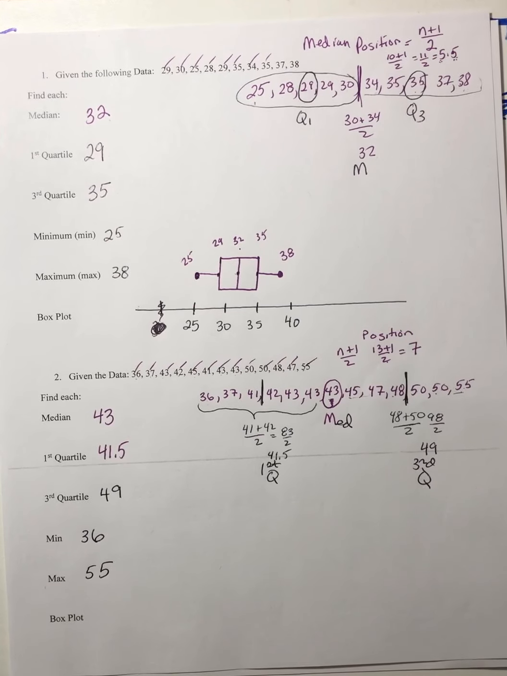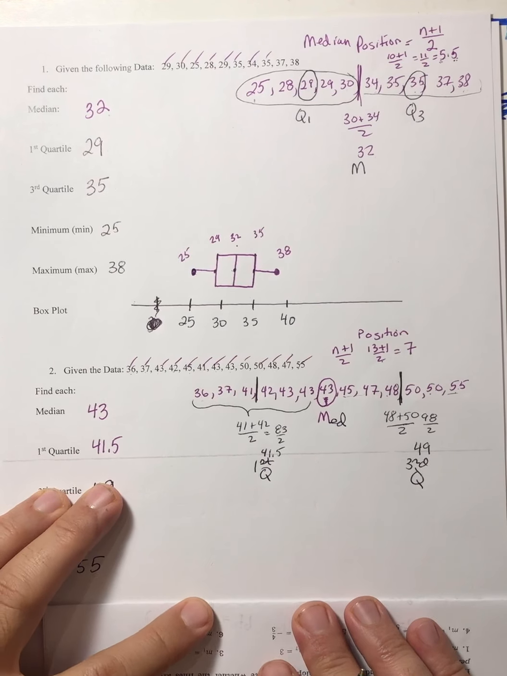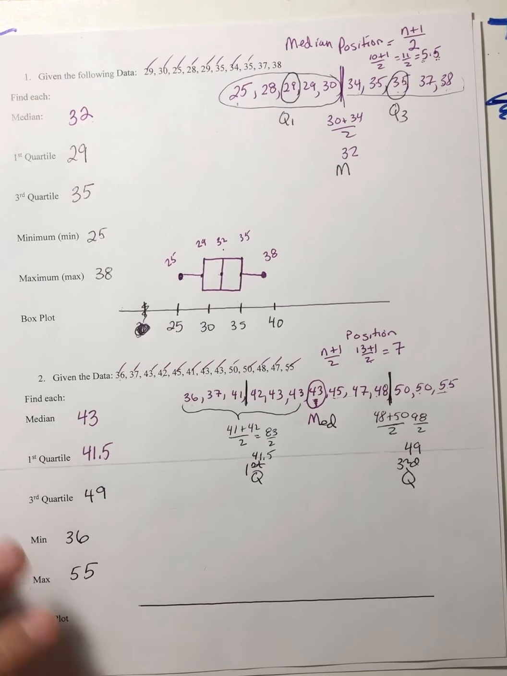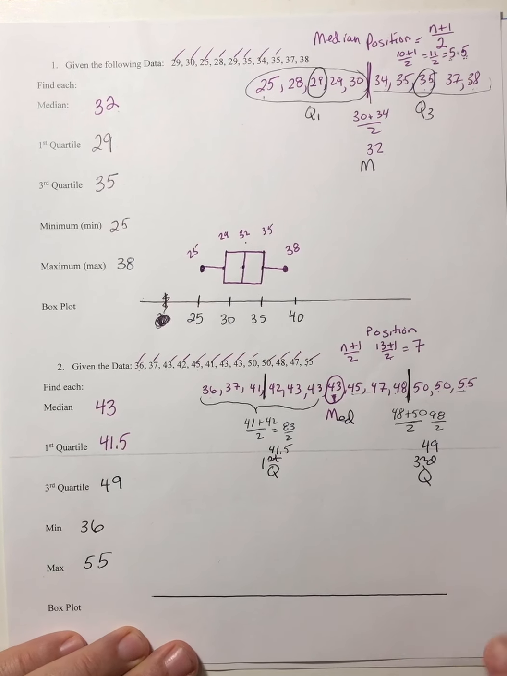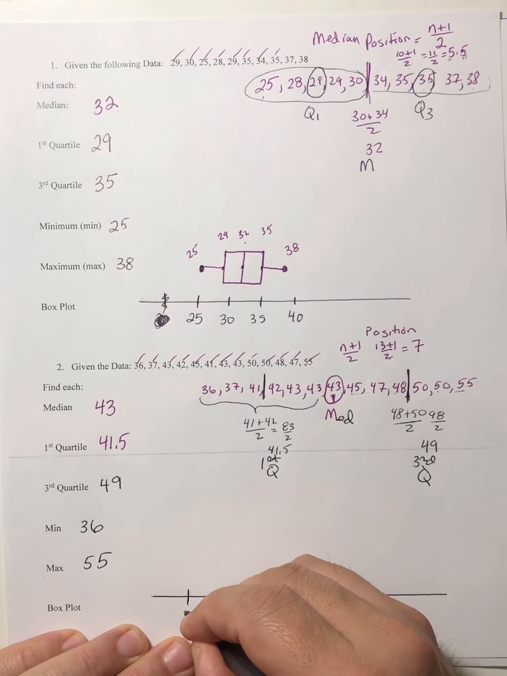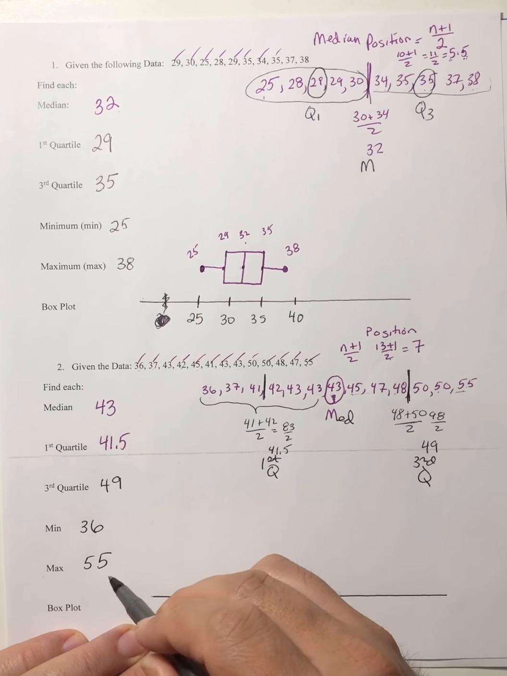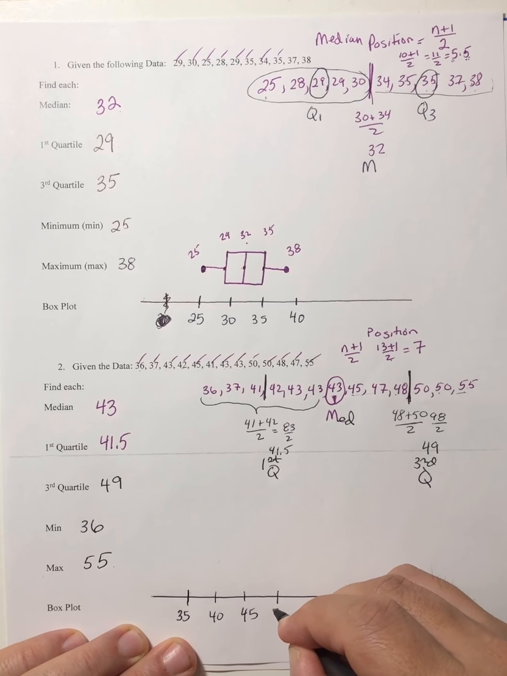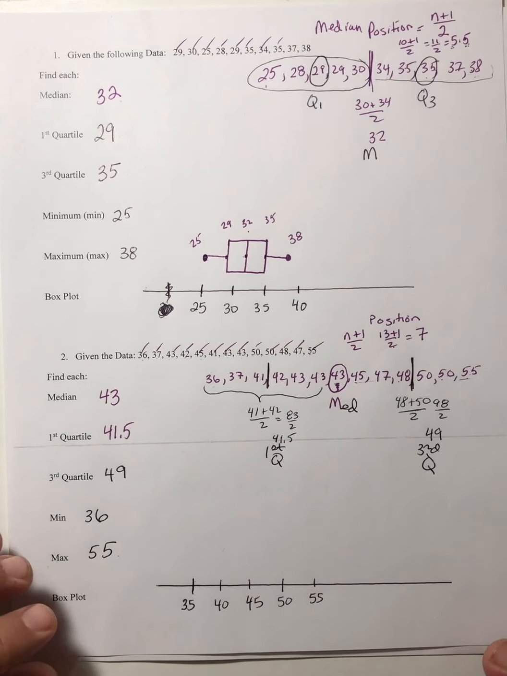And our box plot. Let me just do this again. What are we going to count by? I like counting by 5s. It's nice and easy to count by. So I'm going to draw my number line. Just try and be neat when you space things out. Here I'm going to start with, let's say the min is 36. I'm going to start with a 35. And we'll stop at 55. So 35, 40, 45, 50, 55. There. Okay?